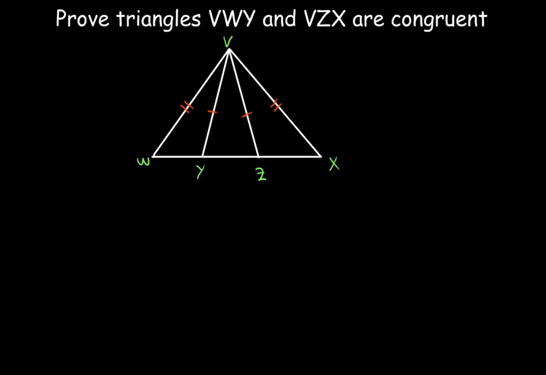In the last example of congruency, we're going to prove that the triangle VWY, so this triangle here, is congruent to VZX, this triangle in here. And again, you can spot here, in this case, we're told two sides are the same, so I can go straight into proving or stating there. So the length of the line WV is equal to the length VX, and that's given.